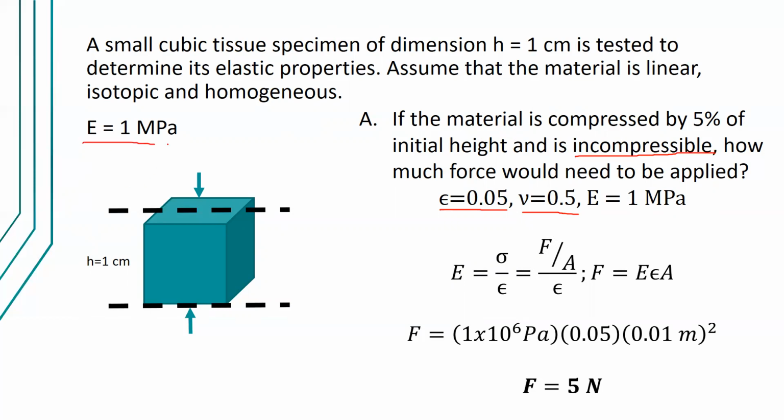Next, we are also given here that the Young's modulus is 1 megapascal. So, remember that the Young's modulus is stress over strain. Stress is F over A. Strain is basically the deformation divided by the original length, and we know that to be 5%. If we're going to solve for F, we arrive at this: F equals the modulus of elasticity times the strain times the area. It's just basic algebraic rearrangement of your variables.